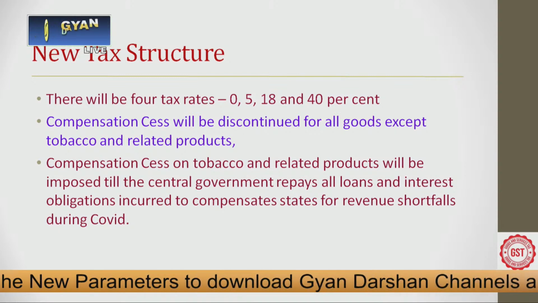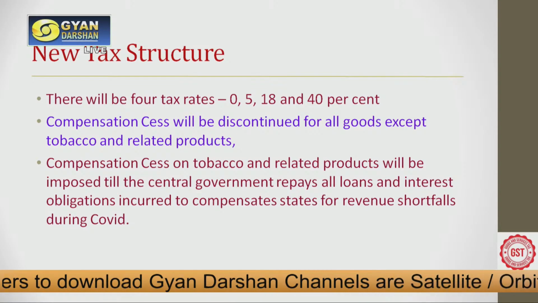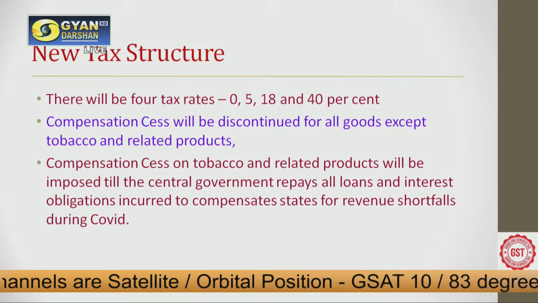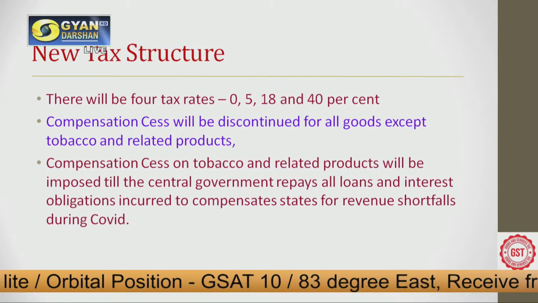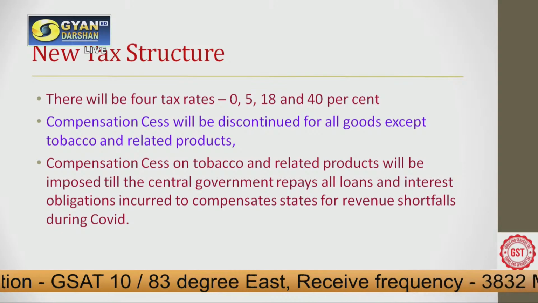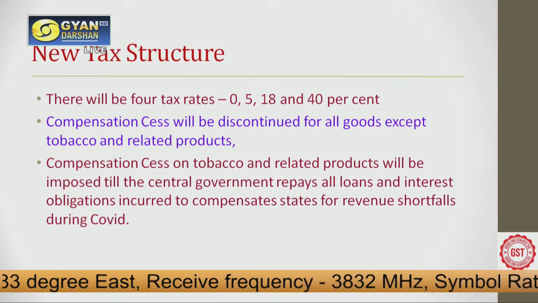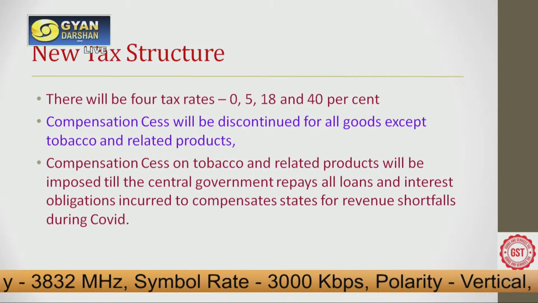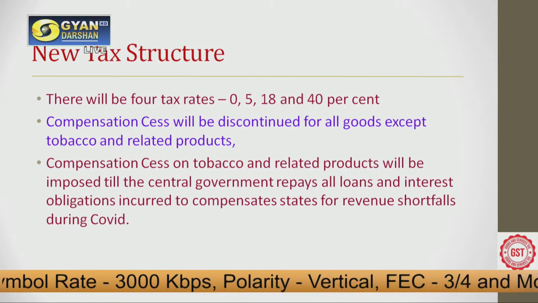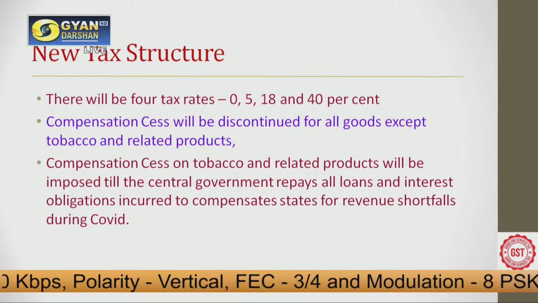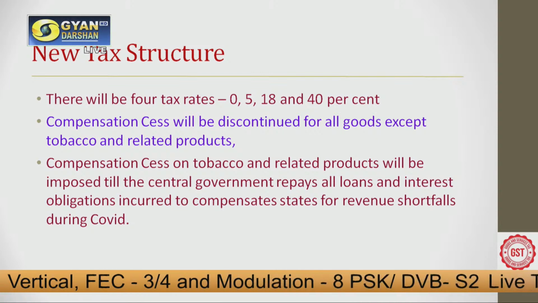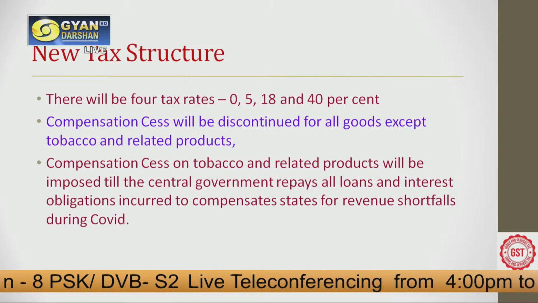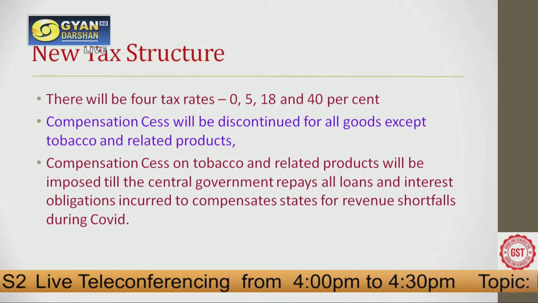We have 0%, that is nil tax on certain commodities. We have 5%, 18%, and 40% on some luxury and demerit goods. So what has overall happened is that about 99% of goods under the 12% slab have moved to 5%, and about 90% of goods have moved from the 28% slab to the 18% slab. So there is a substantial reduction in the tax rates, right?